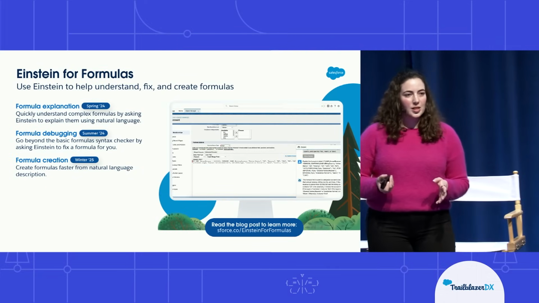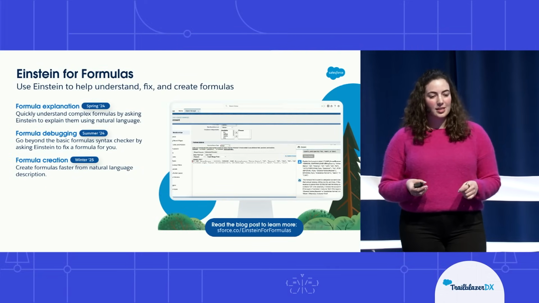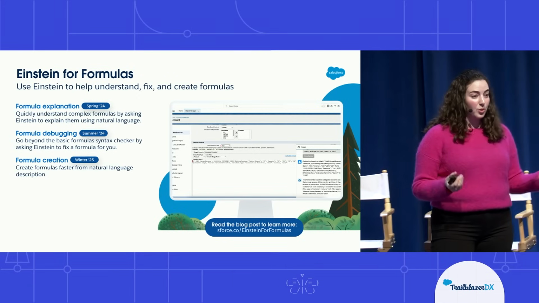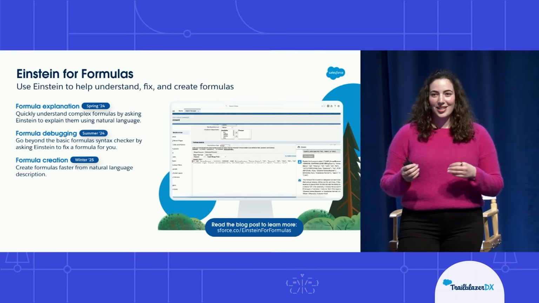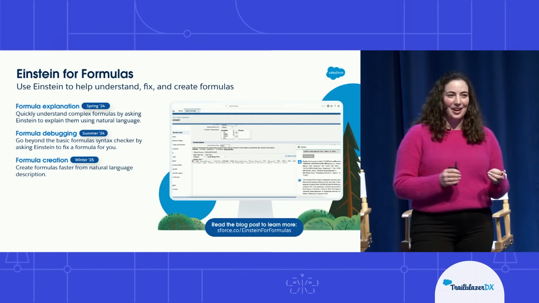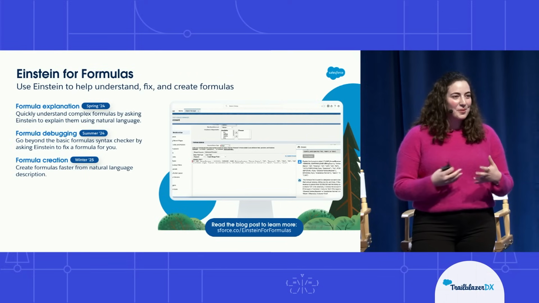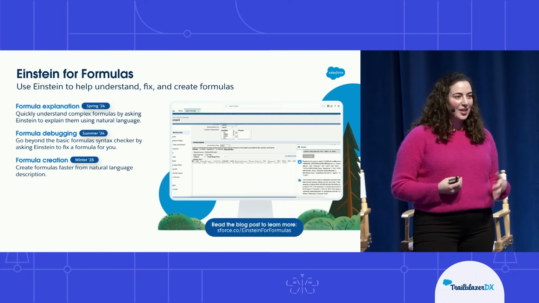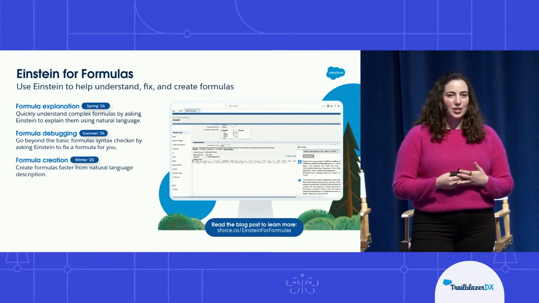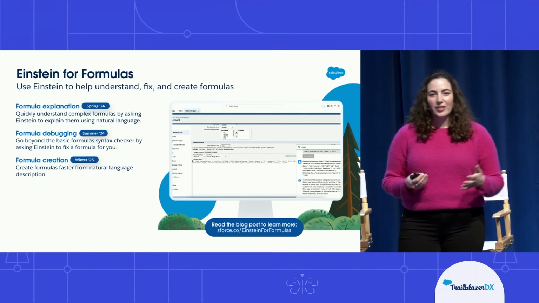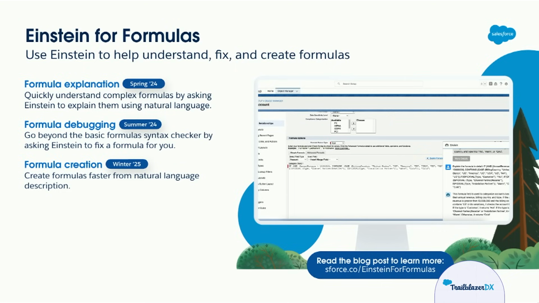Now, Einstein for Formulas was announced in the Spring 24 release, and it's a really cool tool. I know a lot of folks that I've talked to wish that they had this when they were first learning about formulas, because it can really help you get up to speed that much faster. So with the Spring 24 release, we introduced Formula Explanation. And what this does is you can ask Einstein to explain a complex formula to you. So I know this example might be a little bit small, but what we can see here is we've pasted in our formula, and Einstein is now telling us in natural language what that does.